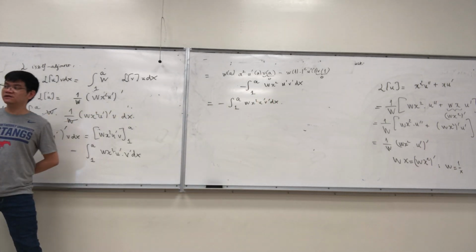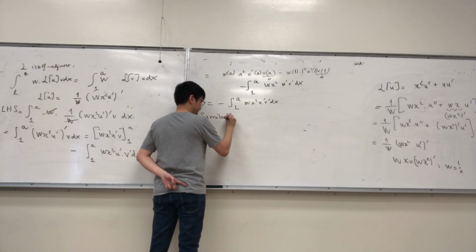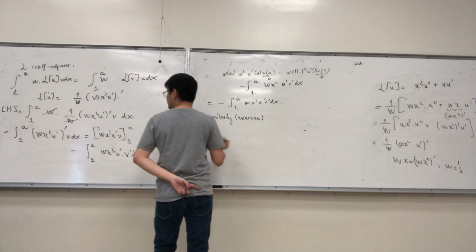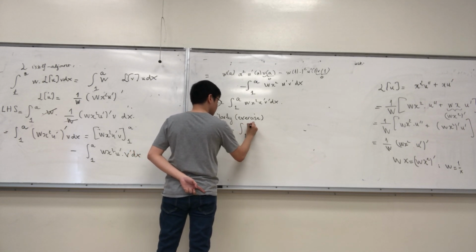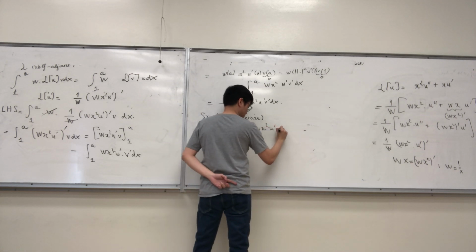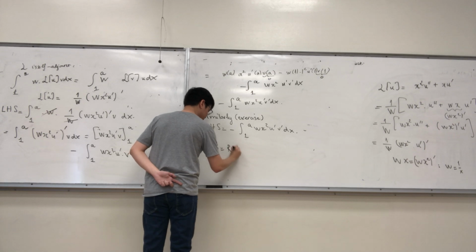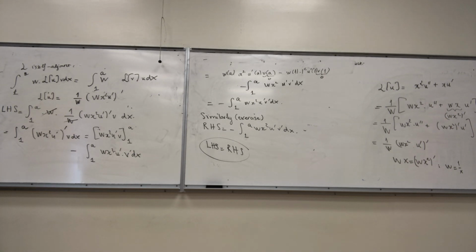And similarly, by the same argument, you can check that the right hand side will also be the same thing. Which means that the left hand side is equal to the right hand side. So the operator is self-adjoint. Is it clear? Questions?